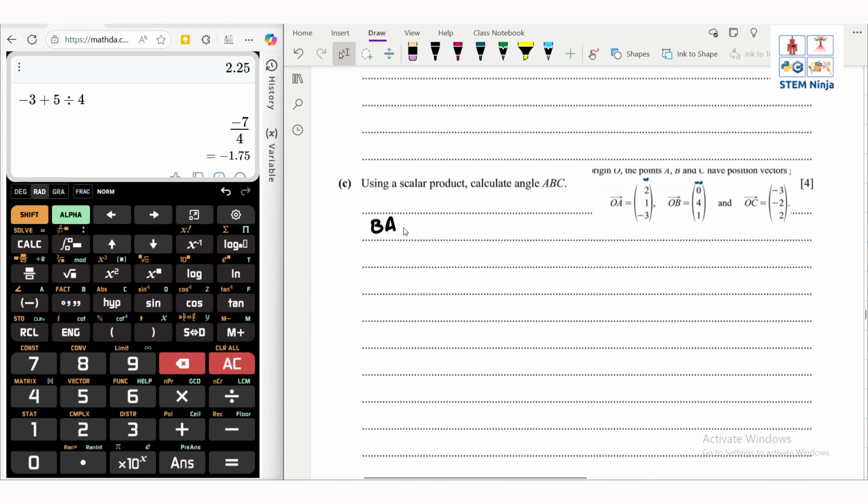So BA dot BC equals BA times BC times cosine of theta. So BA is 0 minus 2, 4 minus 1. Sorry, no. It's the other way around.